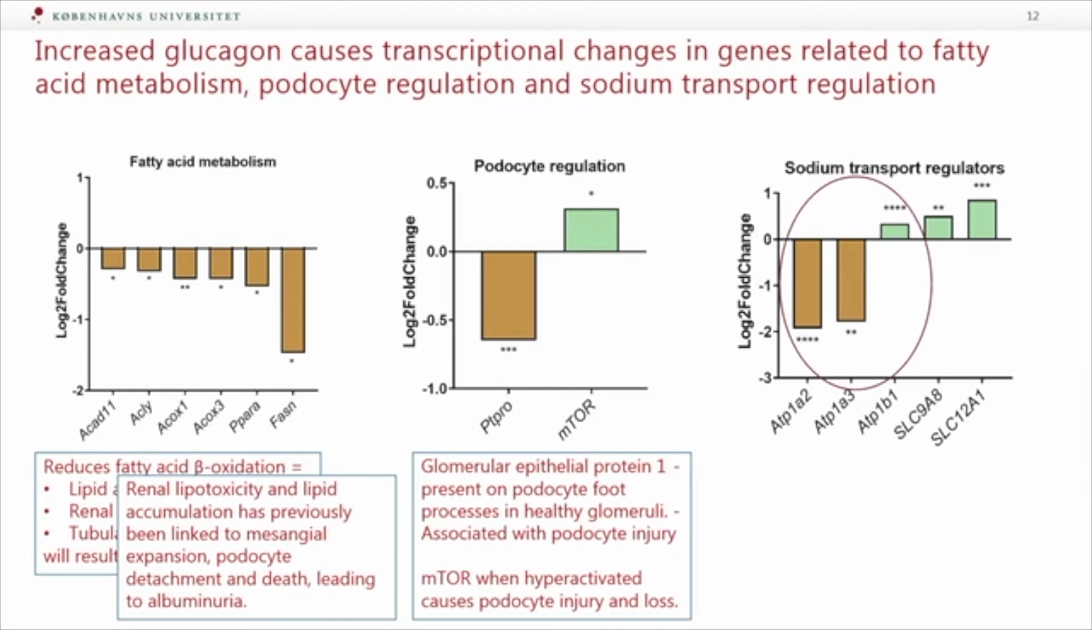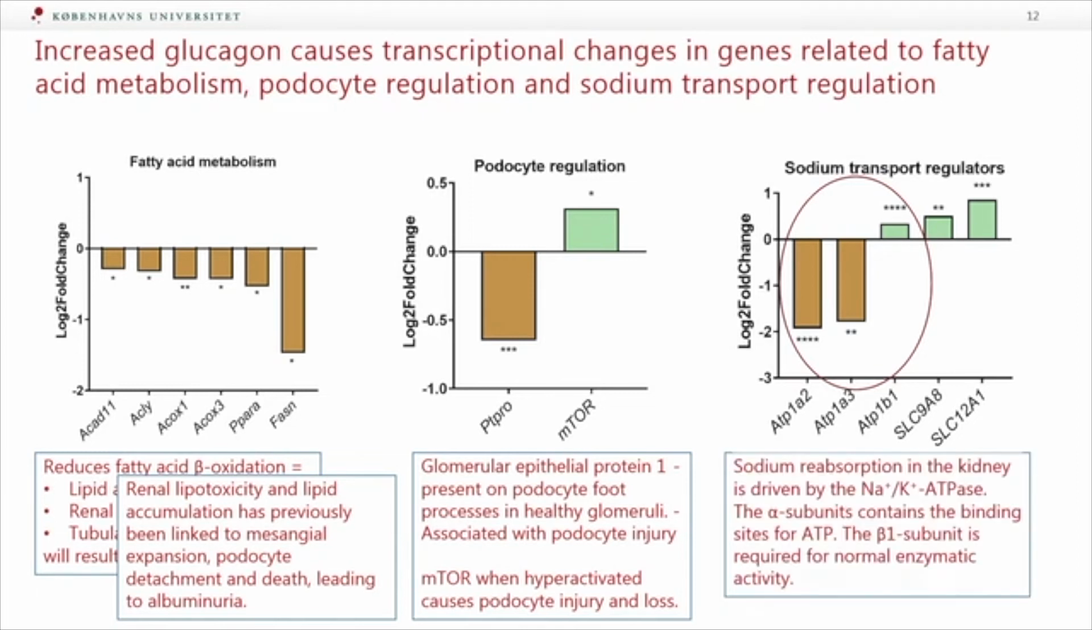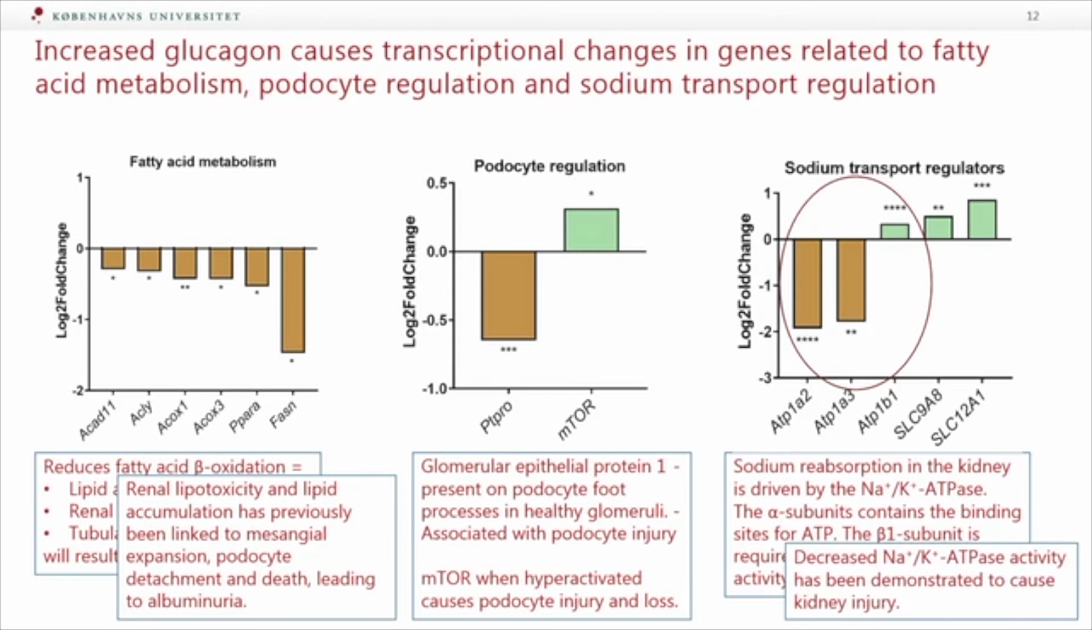We also looked into potential changes in renal electrolyte handling. And here we saw that sodium reabsorption in the kidney, which is driven by these sodium-potassium ATPases, were mostly downregulated. The alpha subunits were downregulated, whereas the beta subunits were upregulated. And it has previously been demonstrated that these ATPases also are involved in causing kidney injury.